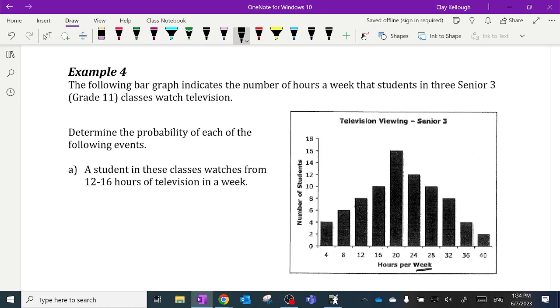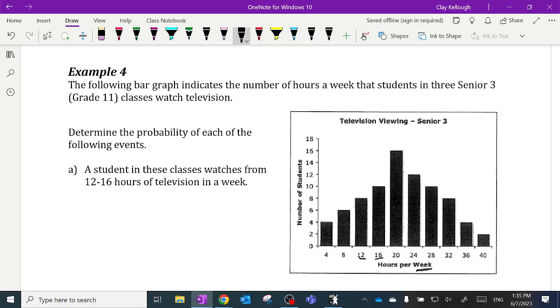Okay. All right, where do we start with this question? A student in these classes watches 12 to 16 hours a week. If I pick a kid at random, what's the probability that I'm getting one of those guys? They fit in the 12 to 16 hours a week category. Well, first of all, that's not one category. 12 hours a week, 16 hours a week. I'm going to call that 2 categories. I'm going to assume they mean inclusive. So they got 12 or 13 or 14 or 15 or 16 hours.